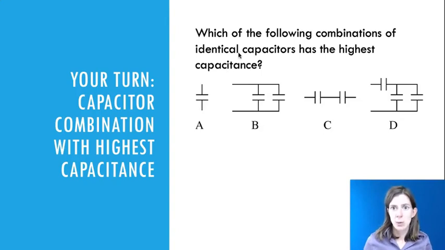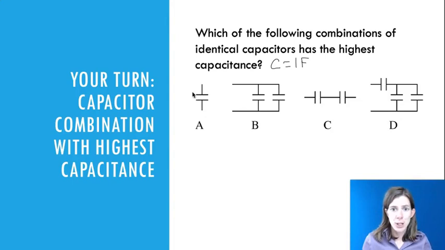This question asks, which of the following combinations of identical capacitors has the highest capacitance? So you can definitely try it yourself, try to apply the equations for series and parallel capacitors and simplify each circuit and see which one has the highest capacitance. You do have to assume for this problem that all of the capacitors are identical. If you want, you can just pretend they all have a capacitance of 1 farad just to simplify things. So give it a try and then take a look and let's see how to do it.